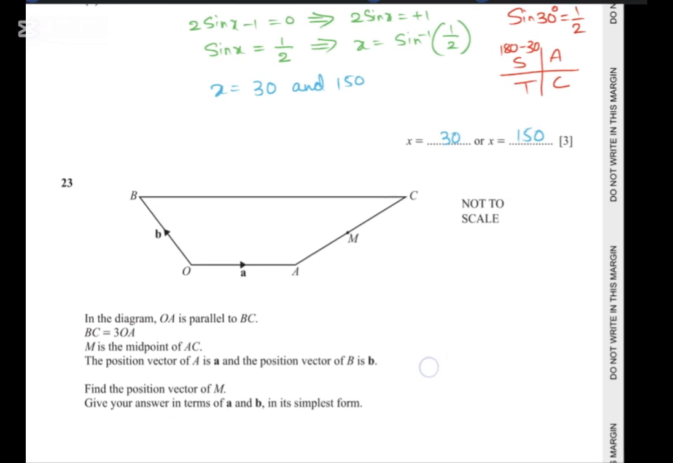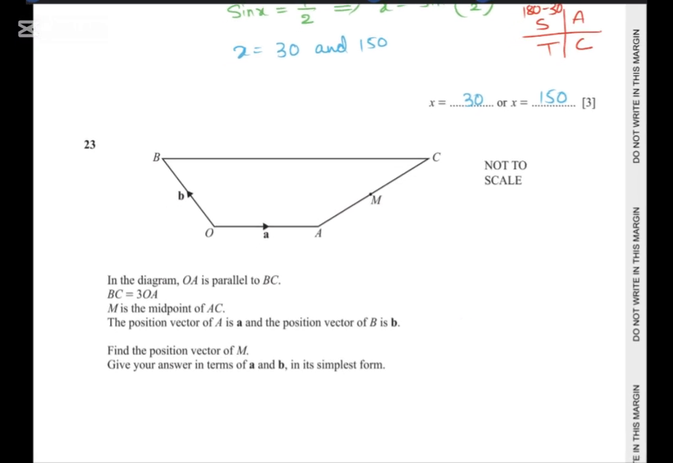Question 23. In the diagram, OA is parallel to BC. BC is equal to 3 OA, so the length of BC is 3 times OA. M is the midpoint of AC. This is the line AC and M is the midpoint of AC.